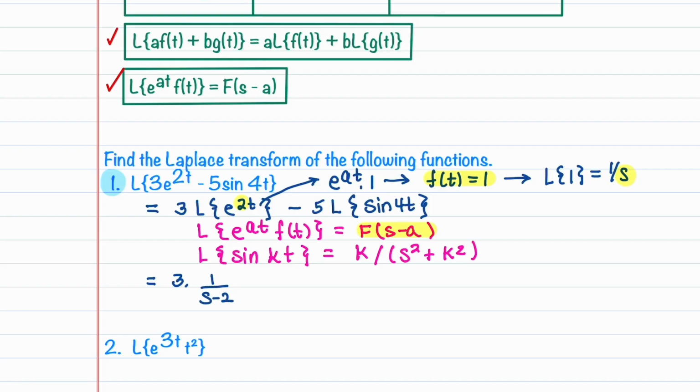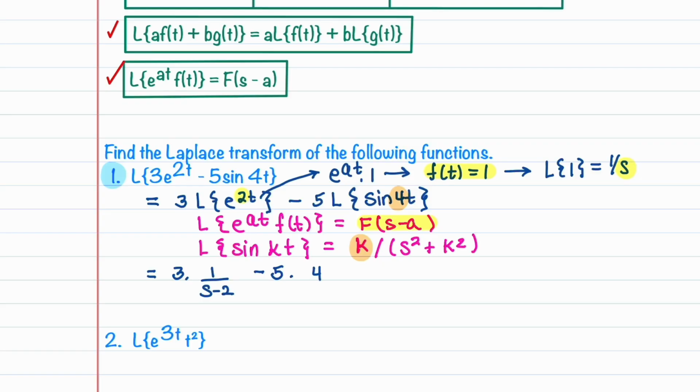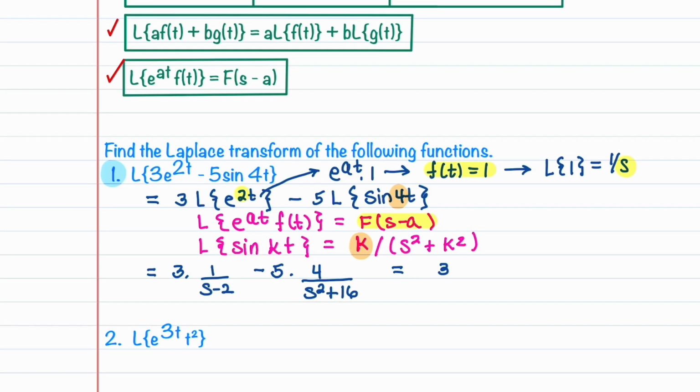I think that was the hard one. And then we have a minus 5. Now we have k over s squared plus k squared. k is equal to 4. So we have a 4 in the numerator, and then the denominator is s squared plus 4 squared, so that's s squared plus 16. This gives us a final answer of 3, all divided by s minus 2, minus 20, all divided by s squared plus 16. And there's our final answer.